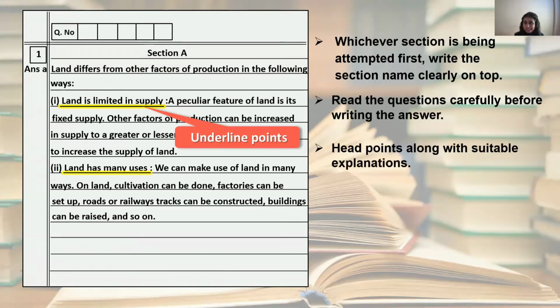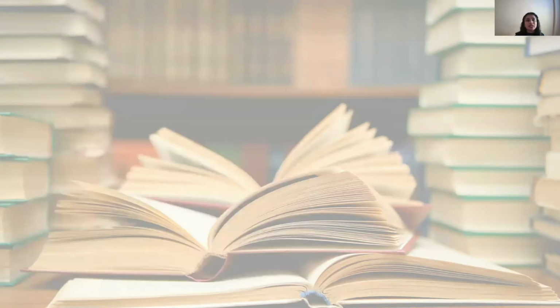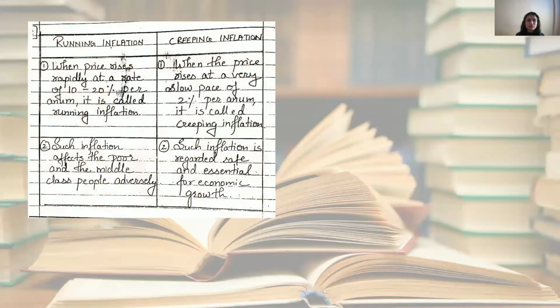Head points must be created. If you do not remember the textual head points, create your own head points, but it is advisable that you have a head point, underline those head points neatly and write a suitable explanation for those head points. Since this is a 2-mark question, you will write 2 header points, underline those 2 head points and also write a suitable explanation for those.